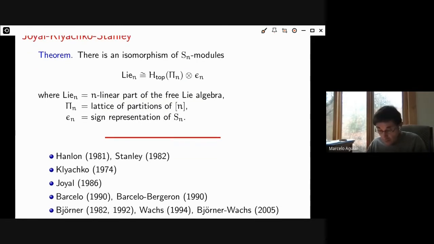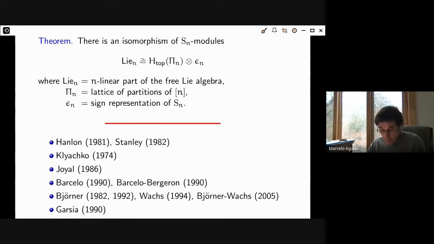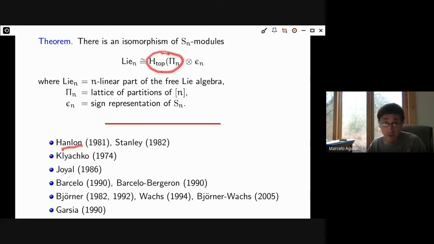So this is a result with a somewhat long history. I'll just tell you briefly a couple of things. Stanley computed the character of the representation of the symmetric group on the homology of the partition lattice using ideas of Hanlon.